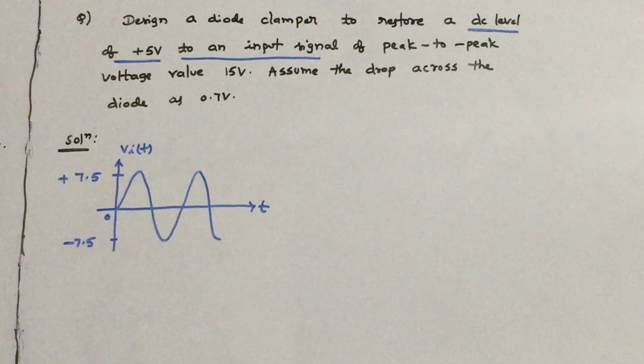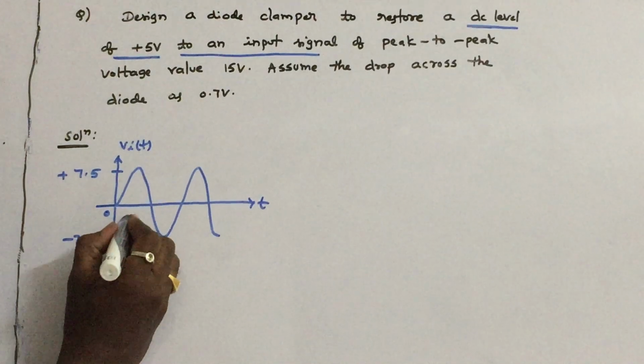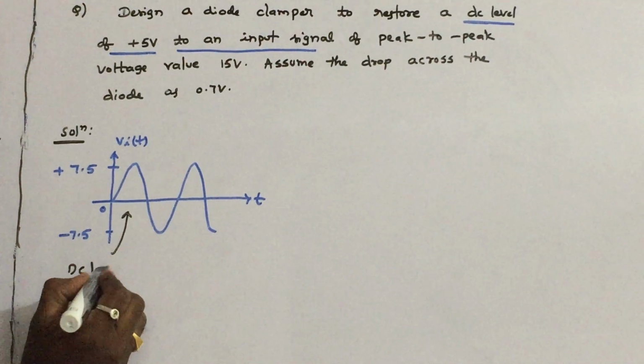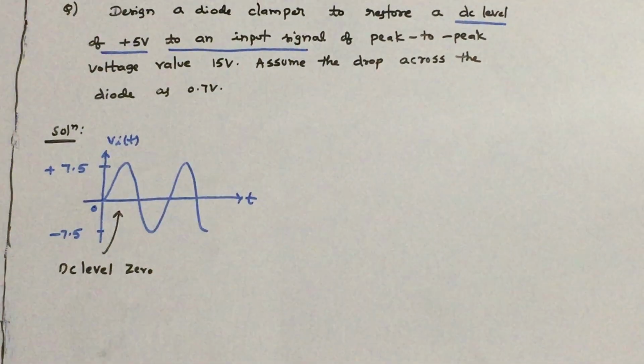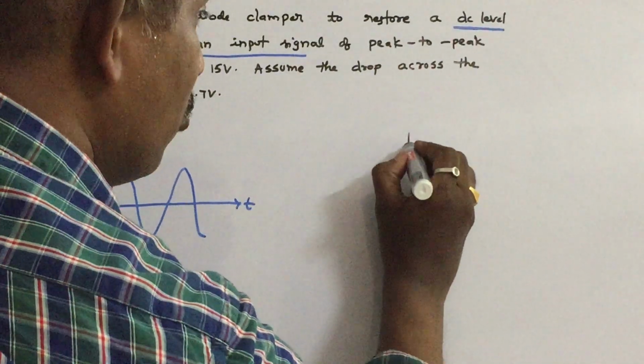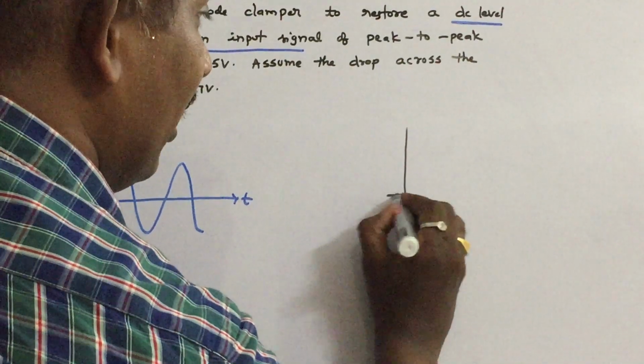The DC level of this waveform is 0. So restore the DC level to 5 volts. That is what you would expect. You have to change the DC level. Remember that.